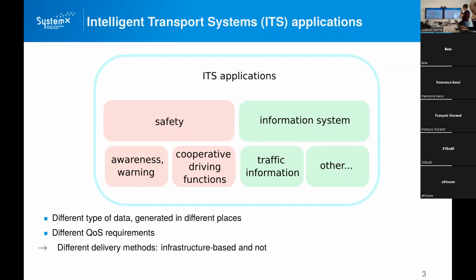And on the other hand, you have a set of applications where you are interested in receiving data about where you are, the traffic information, a map, or, I don't know, infotainment. So these two applications, of course, deal with different kinds of data, which are generated in different places, and they do not have the same quality of service requirements, of course. And so to deliver this set of applications, you are not going to use the same method. So you are going to use infrastructure based on one side for the information part, and non-infrastructure based for the safety information, which needs to be there with a very small latency.